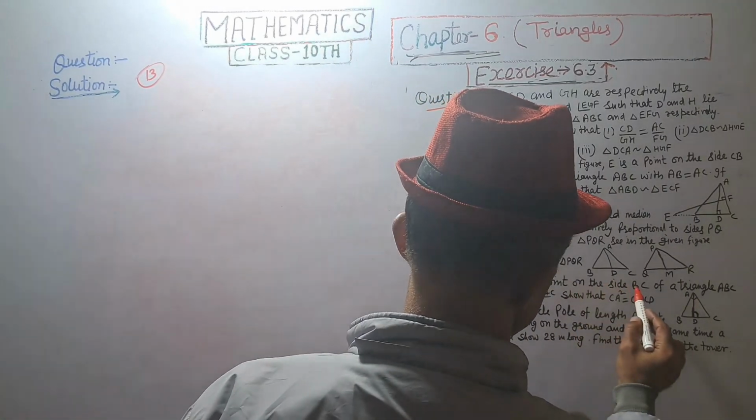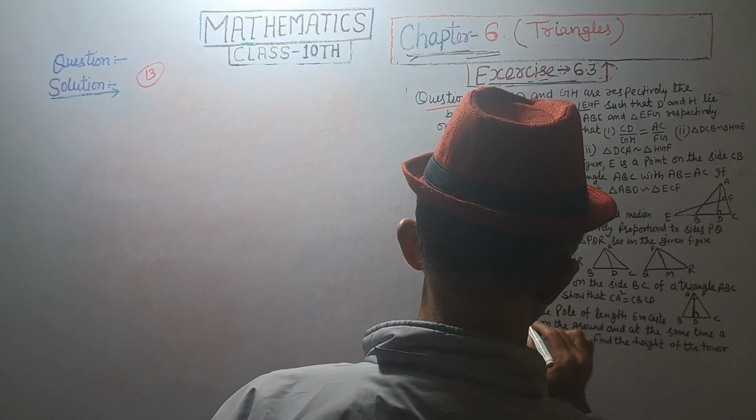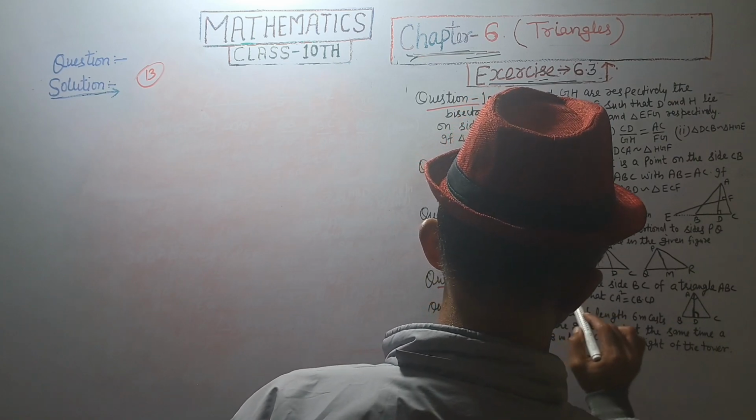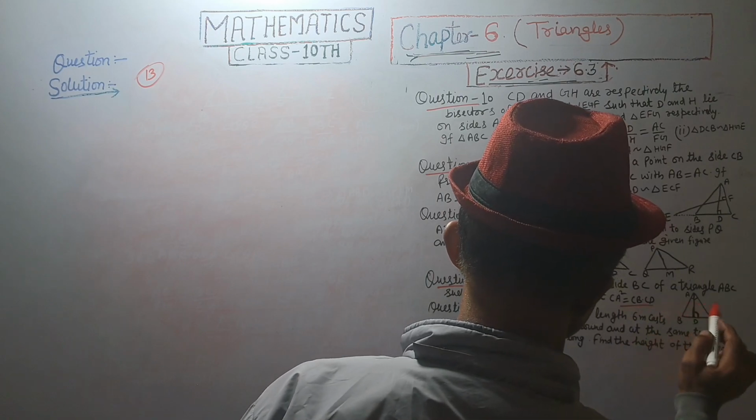Question number 13. D is a point on the side BC of a triangle ABC such that angle ADC equal to angle BAC. Show that CA square equal to CB into CD.